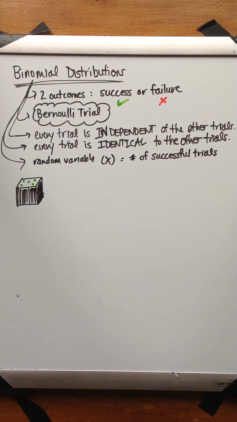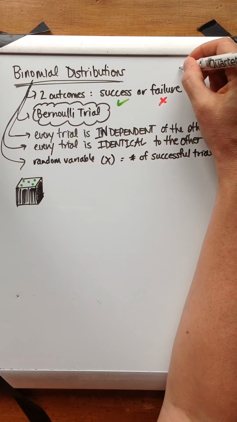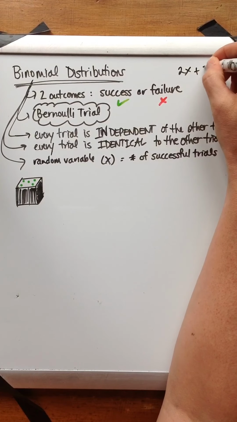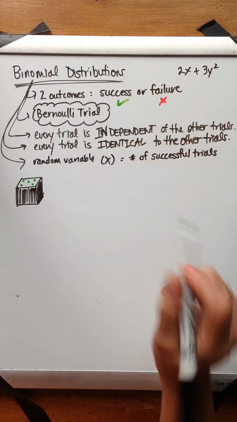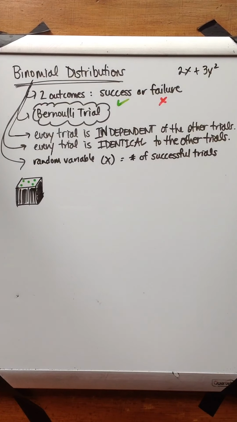Let's look at another type of probability distribution for discrete data called a binomial distribution. Now, the word binomial in previous math classes may mean to you a collection of two different types of terms, maybe something like 2x plus 3y squared. And binomial does have that definition, but here it has a different definition.